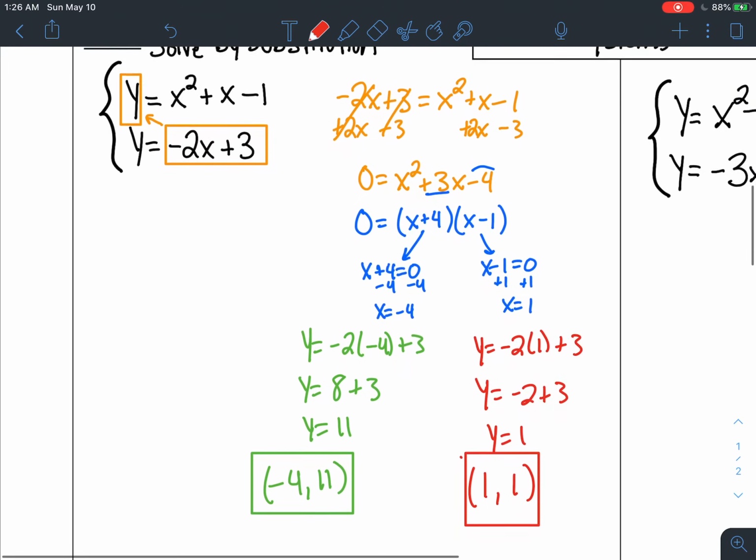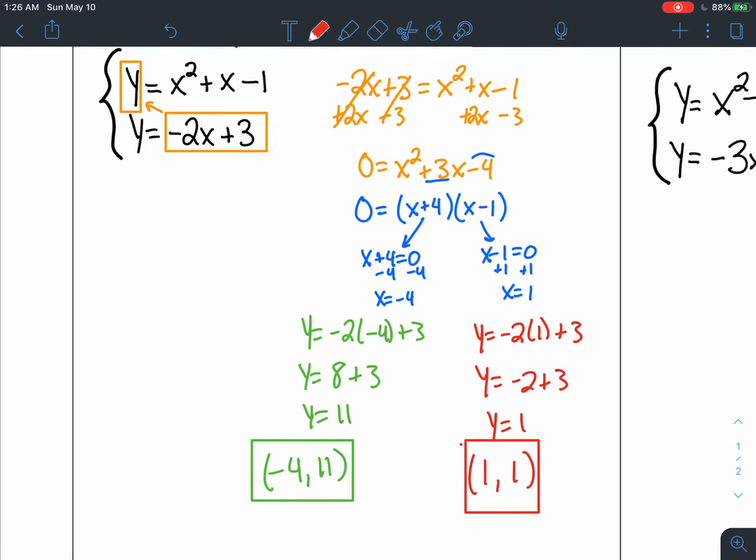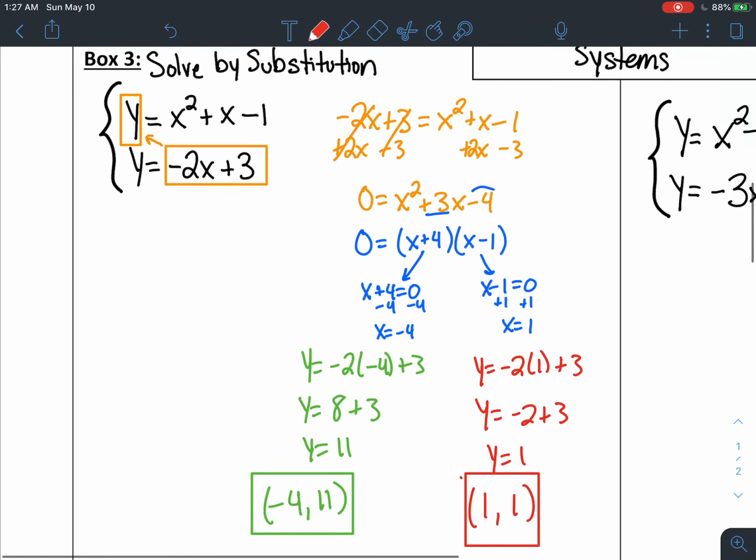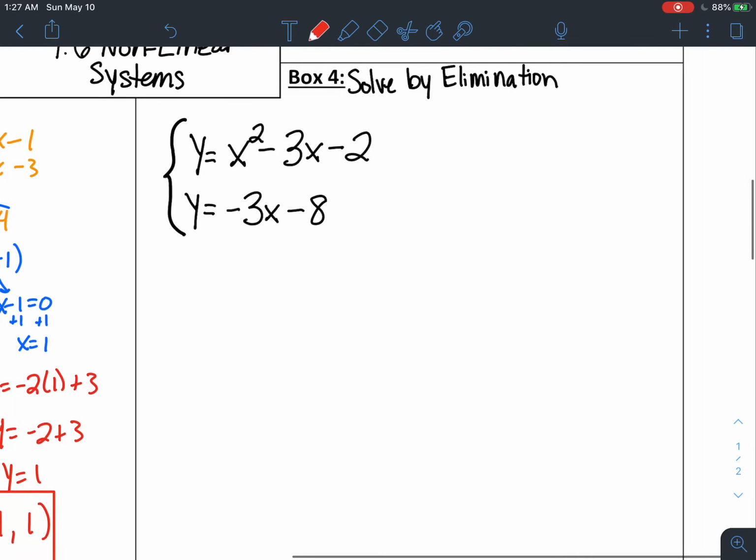That's the most likely scenario you're going to deal with. You're going to solve an equation that's factorable. You'll get 2 solutions for your x value, so you'll plug them back into one of your 2 equations and get two y values. Okay? So that's solved by substitution.